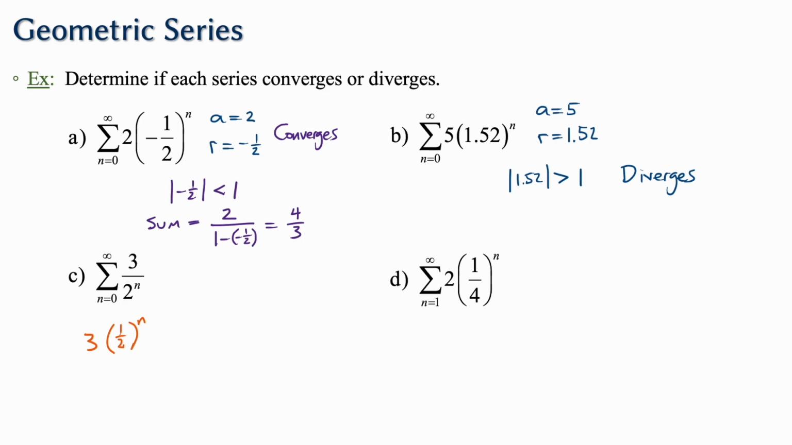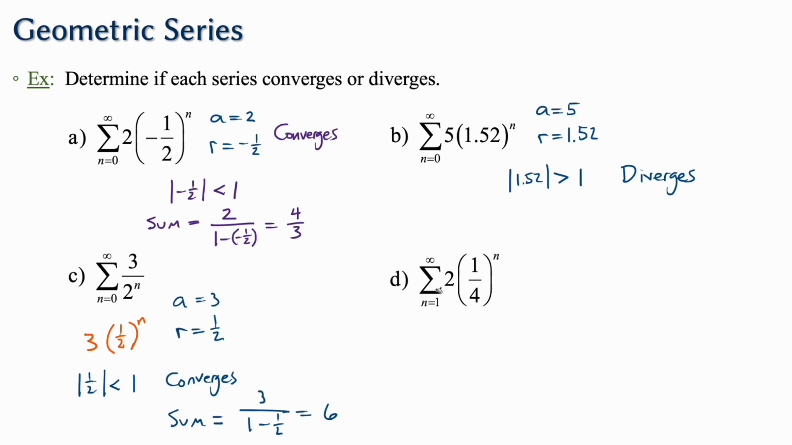Now, with that in mind, we can clearly see that a is going to be 3. The common ratio is going to be 1/2. And since the absolute value of 1/2 is less than 1, we can say right away that this series converges. And since it converges, we can find the sum. So in this case, the sum of this infinite geometric series is going to be the first term, 3, divided by 1 minus our r value, which is 1/2. And when you punch that up, it has a sum of 6.